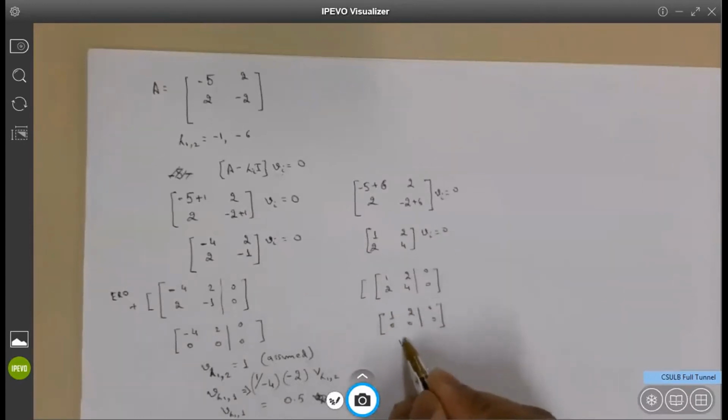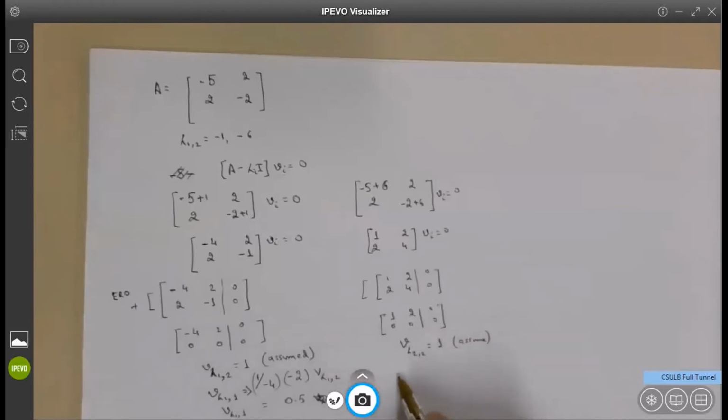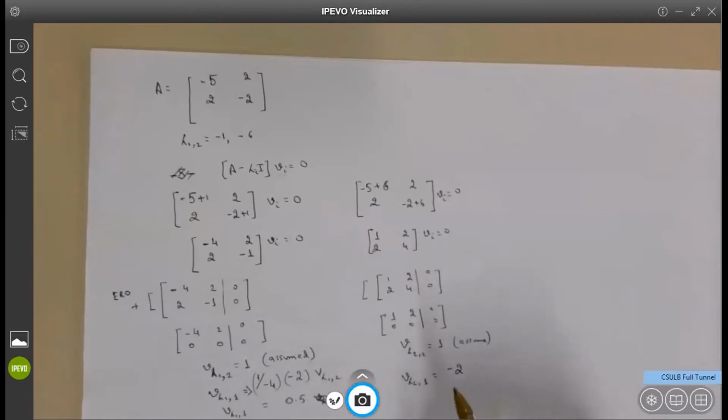So again, I have the second component of V lambda 2 as 1. That's an assumption. And the first component would be -2v1. Yeah, -2. Is everybody with me? So the second vector that you will get is -2, 1.